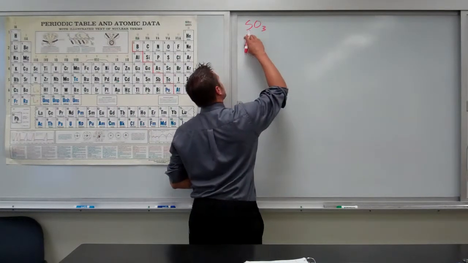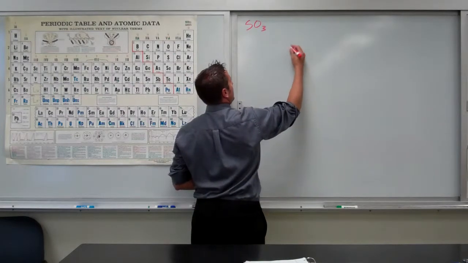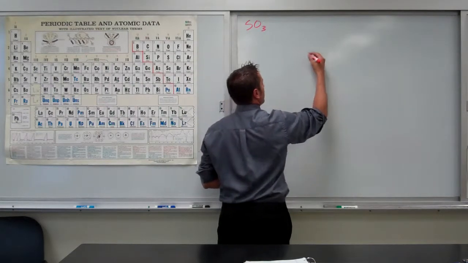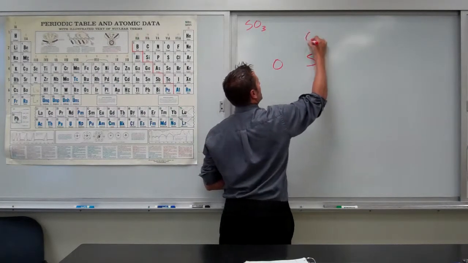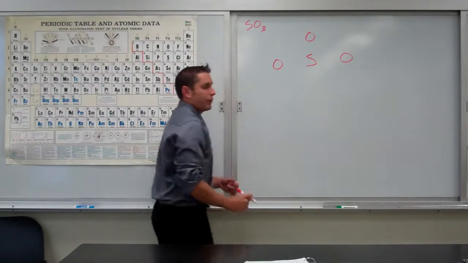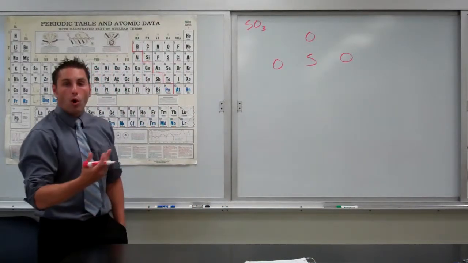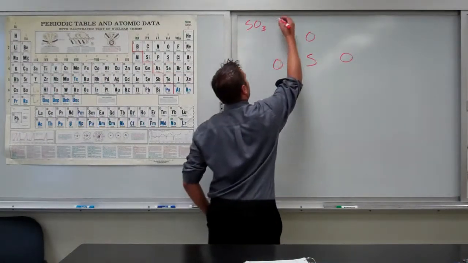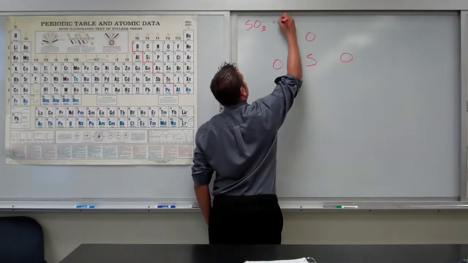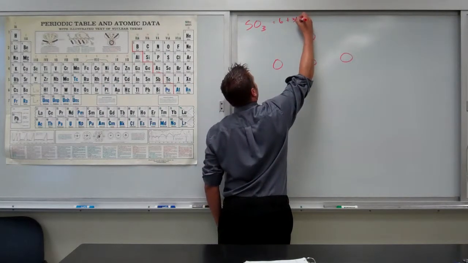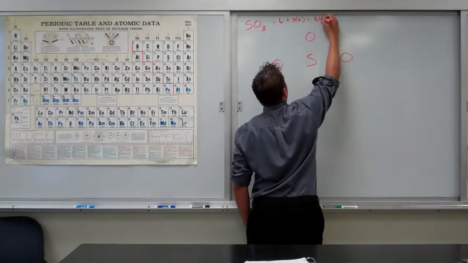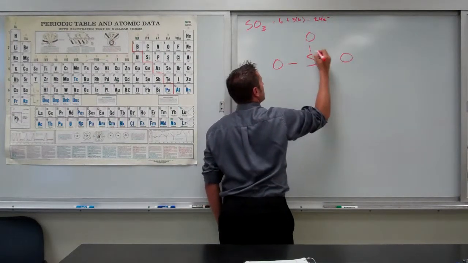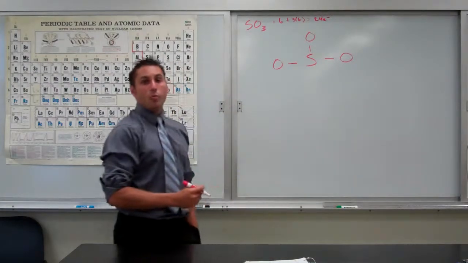I have sulfur that needs 2, oxygen that needs 2, so we have to decide what's going to go in the middle. So we'll put S in the middle because it's the one by itself. Surround it with 3 oxygens. Work up your valence electrons. As we said, sulfur gives us 6 plus 3 times the 6 for oxygen, for a grand total of 24 electrons. Draw my single bonds.